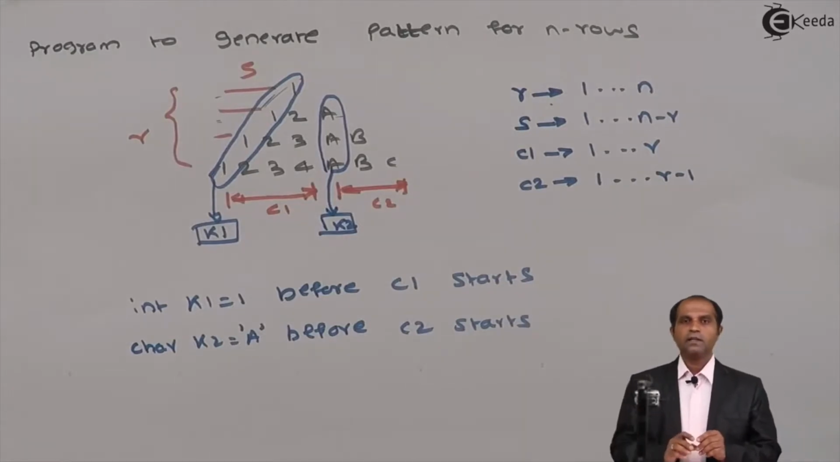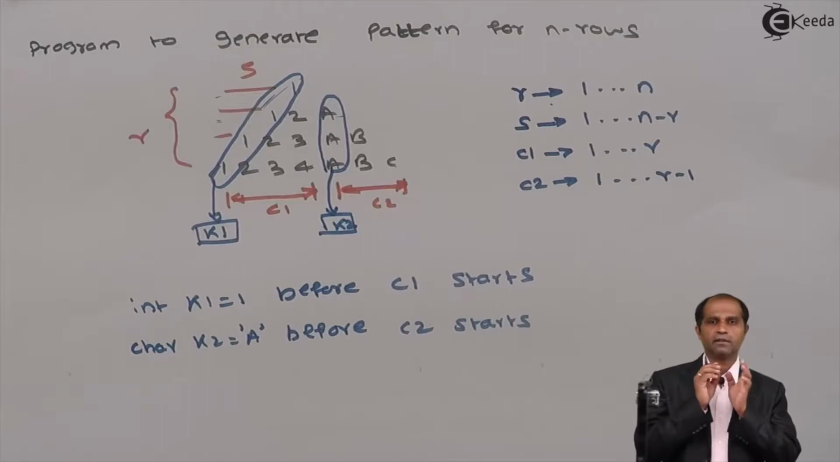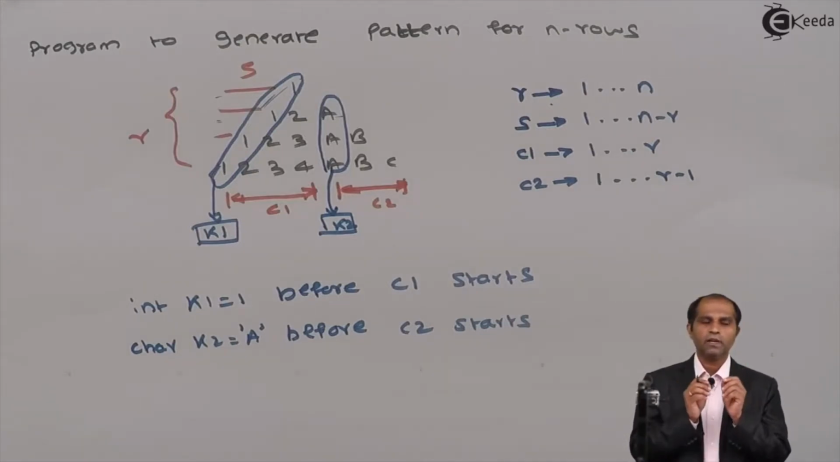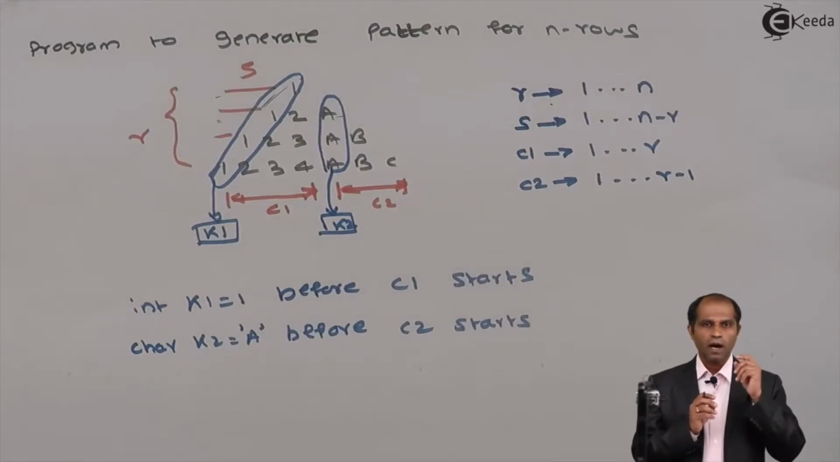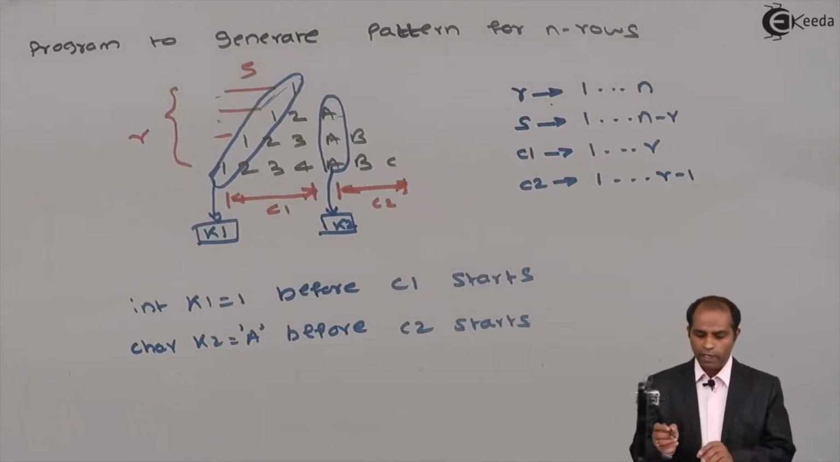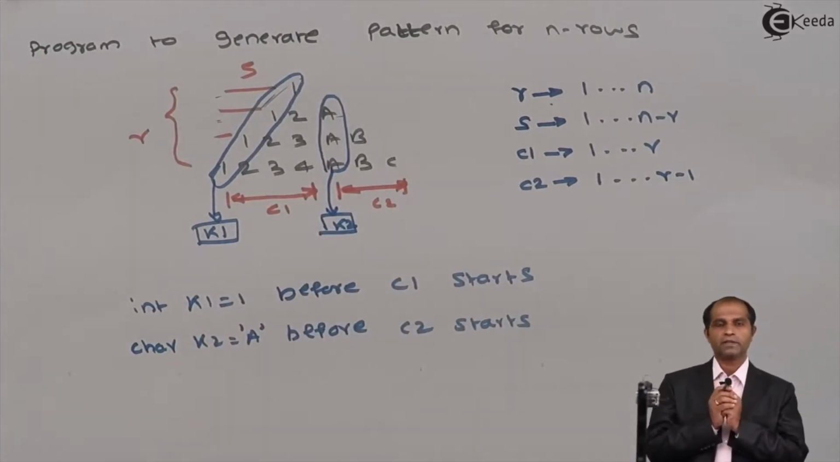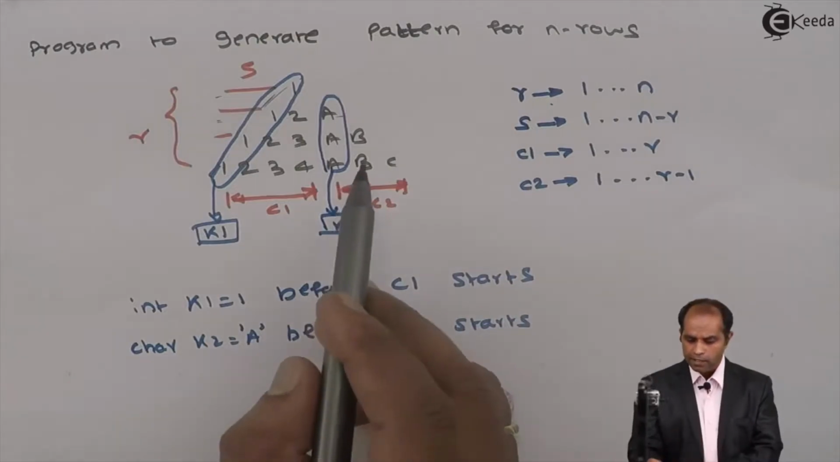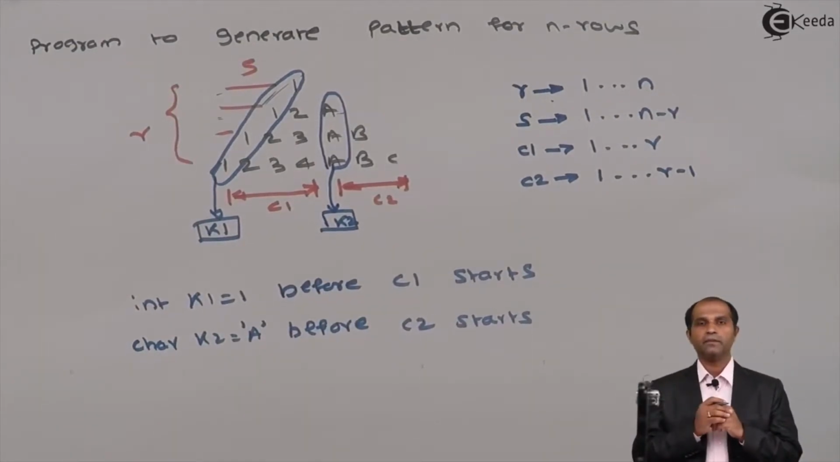So it is concluded that this pattern is going to match with an equilateral triangle. When I say an equilateral triangle, it is going to be generated using 4 loops R, S, C1, C2. R will always go from 1 to n because the tip of the triangle contains the minimum number of characters, and the last row contains the maximum characters, hence it will end at n.